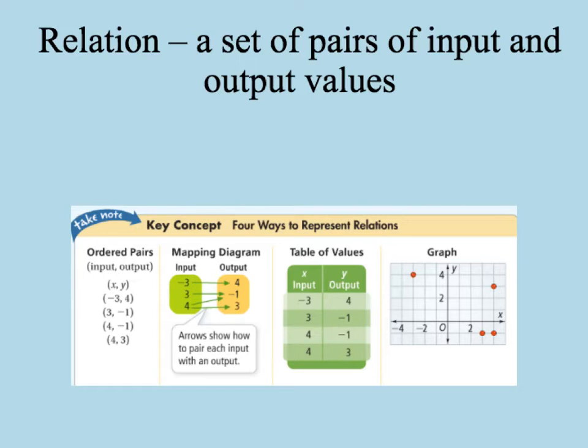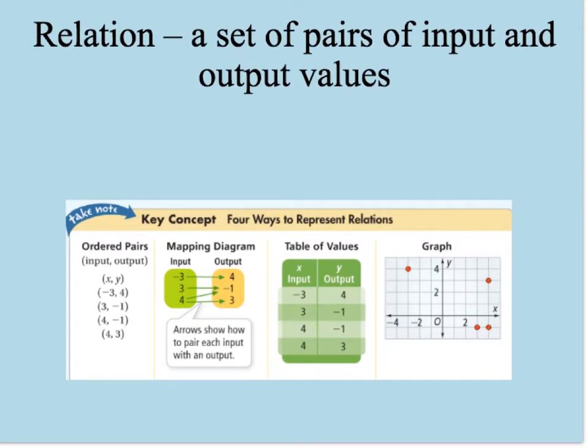So really any two numbers that have some sort of meaning between them. You can write a relation as an ordered pair, a mapping diagram, a table, or just by graphing. That is a relation, just any set of numbers. So it has to have two numbers.